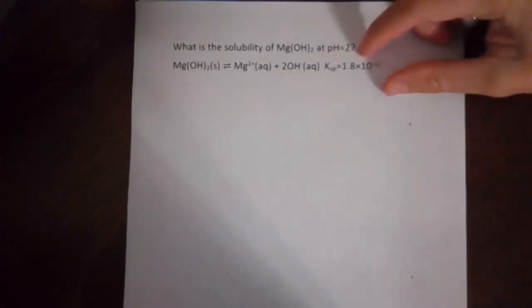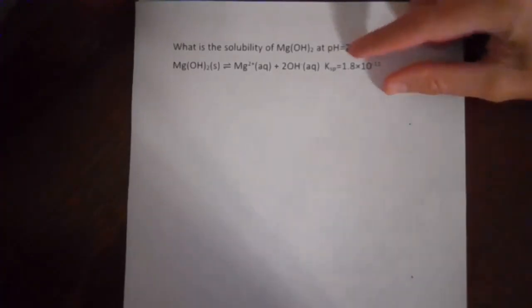So we want to know the solubility of magnesium hydroxide at pH equals 2. This is kind of the opposite direction of what we did previously. Previously, we just had pure water and we dissolved some magnesium hydroxide into it. What was the pH? In this case, we're using something else to drive the pH, namely an acid. We've made it an acidic solution. So how is that going to affect the solubility of my magnesium hydroxide now?